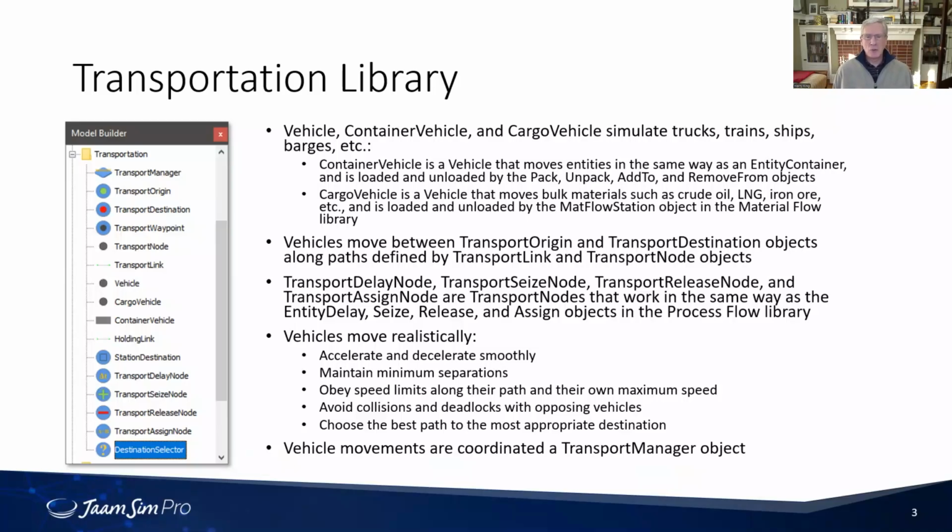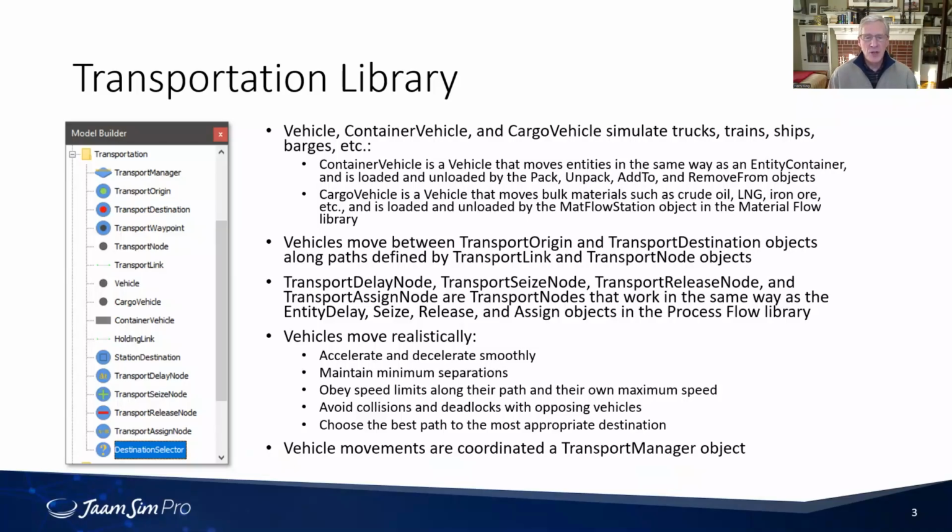So how do vehicles work? Vehicles move between transport origin and transport destination objects along a path defined by links and nodes, so the transport link and transport node objects. In addition to the transport node, there are subclasses: delay node, seize node, and release node, that work in the same sort of way that the entity delay, seize, release, and assign nodes work in the process flow library. So this allows vehicles to wait until a resource is seized, or until they're able to release a resource before proceeding further.